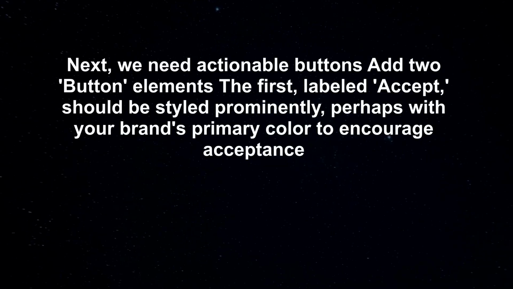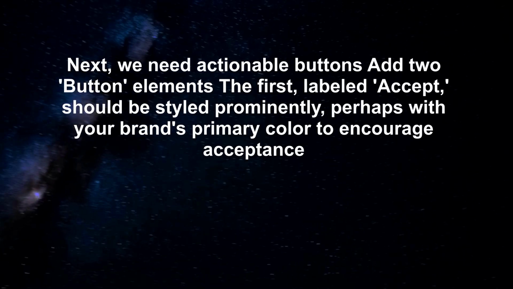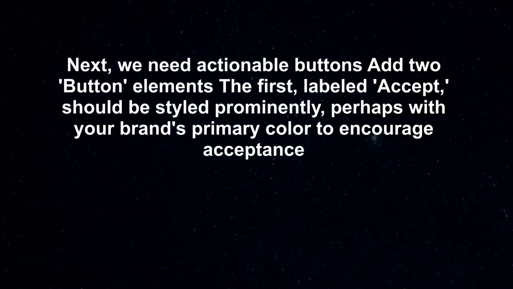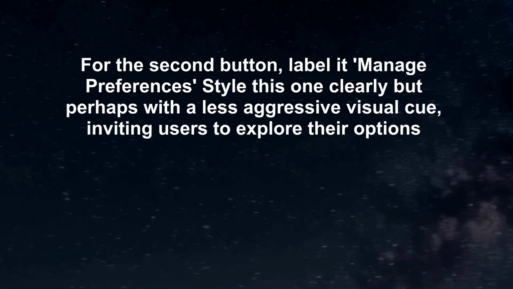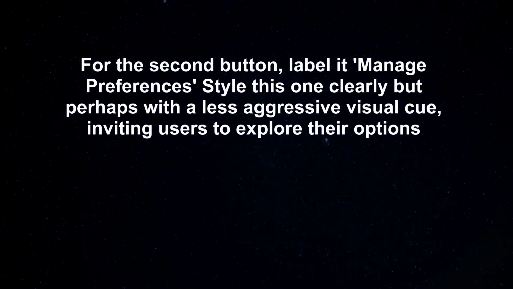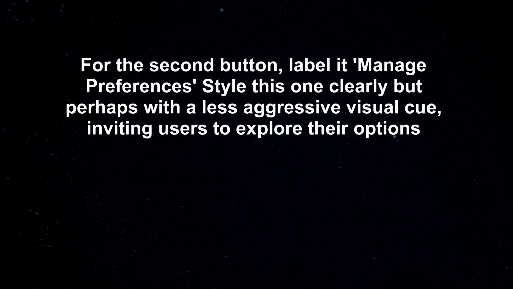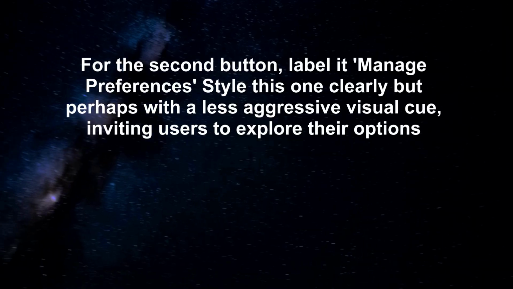Next, we need actionable buttons. Add 2 button elements. The first, labeled Accept, should be styled prominently, perhaps with your brand's primary color to encourage acceptance. For the second button, label it Manage Preferences. Style this one clearly, but perhaps with a less aggressive visual cue, inviting users to explore their options.